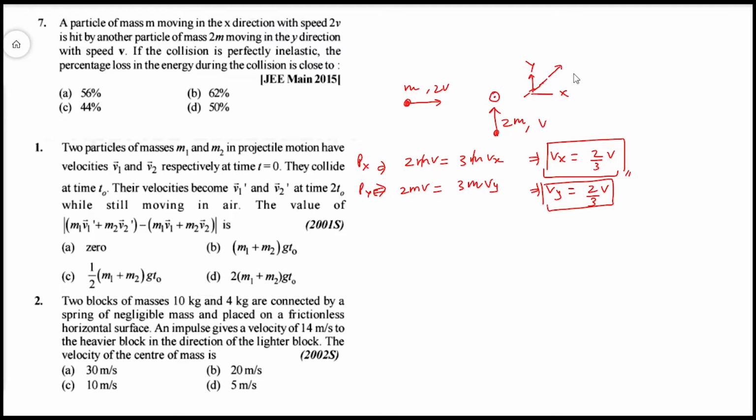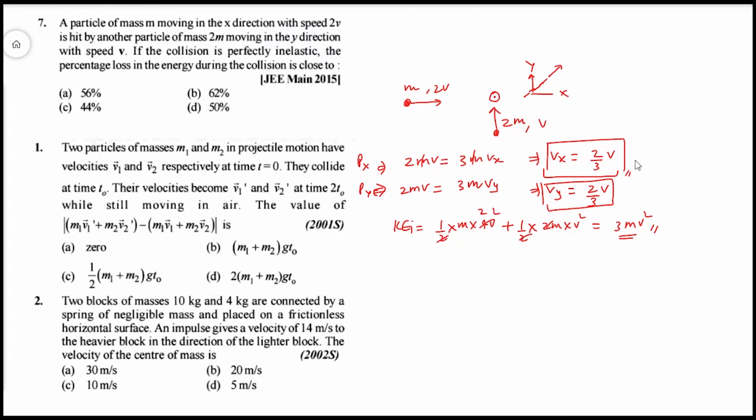Okay, now they want to find the percentage loss in the kinetic energy during the collision. So let's find the K initial of the system, that is half into m into 4v square plus half into 2m into v square, and that gives me 2mv square plus mv square, that is 3mv square. Let's cross check the calculation again. This 2 cancels out 2, so this is 2mv square, and this 2 cancels out this 2, so mv square. So total kinetic energy before the collision is 3mv square.